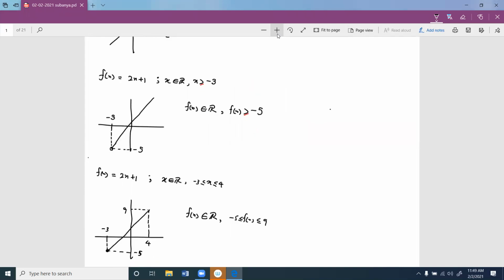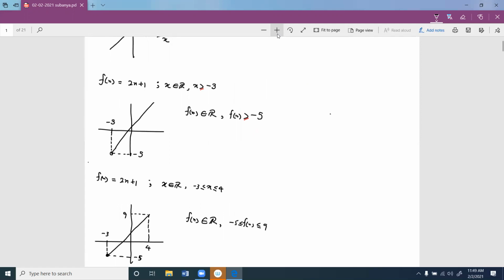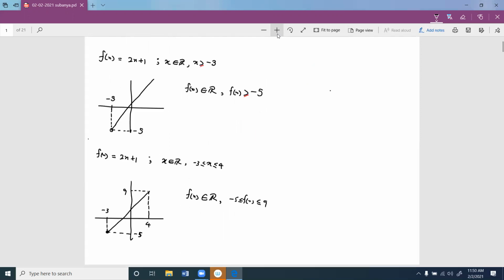But in this kind of situation, they have given a boundary. x is any real number, the same function I'm referring to. The function is 2x plus 1 as before, the same thing. But the difference is they have given the input value: the input value is greater than minus 3. So the y value cannot go below the value at minus 3. At minus 3, the value is minus 5. Therefore, the range should be f(x) any real number greater than minus 5. Here the equal mark is not there, therefore the equal mark wouldn't come for the count.